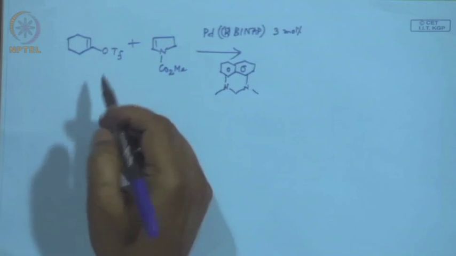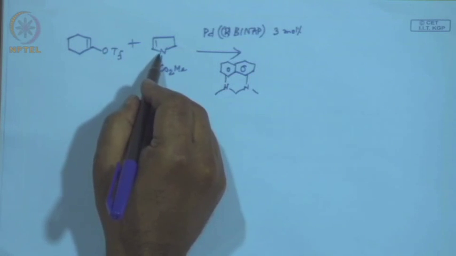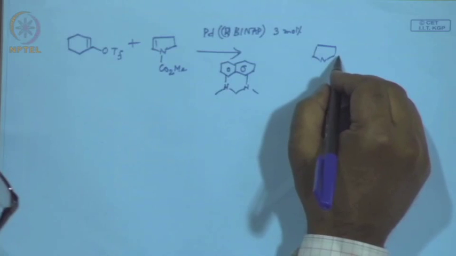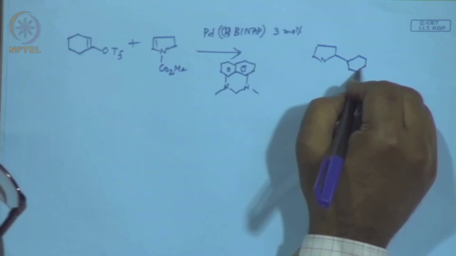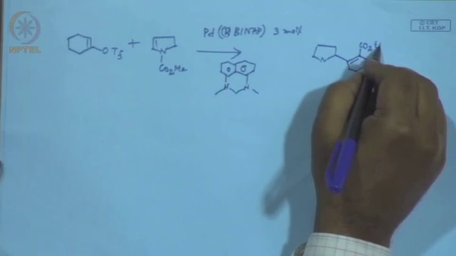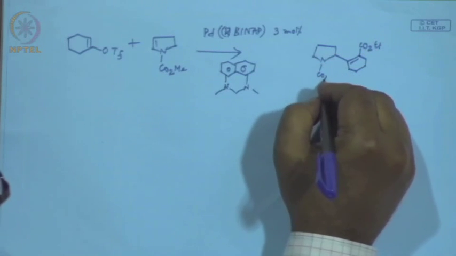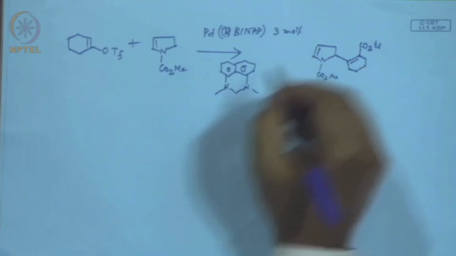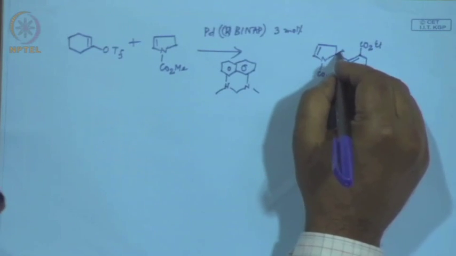Now, what is the predicted product? What is the class of the reaction? Heck reaction. So, the Heck donor is this olefin here and this. The product that you will find is an ester group again, and this comes from the triflate, and the double bond is now moved to the other side.